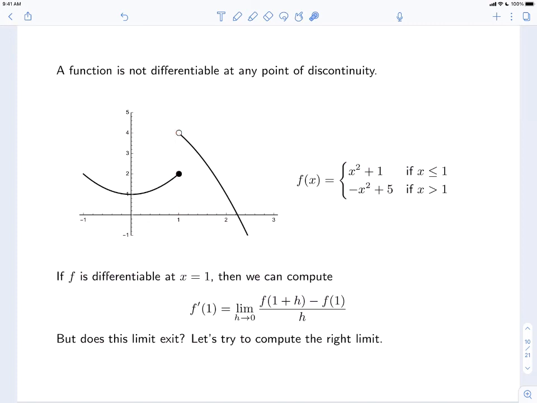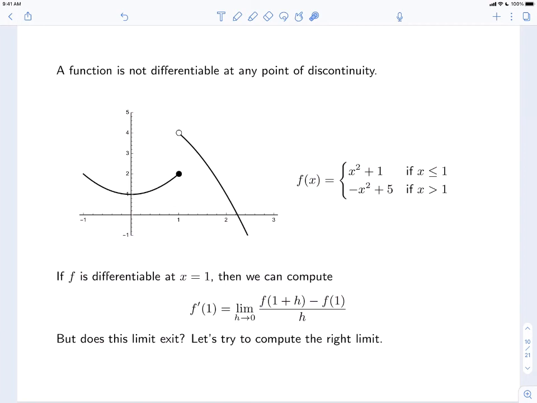Because at x equals 1, it becomes a new function. And that new function is minus x squared plus 5, which is now a downward opening parabola. This function, too, to the right of 1, is continuous, and it's also differentiable. The only problem is that we have a point of discontinuity at x equals 1, and the function is not differentiable at that point of discontinuity.